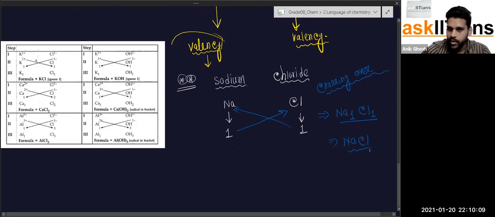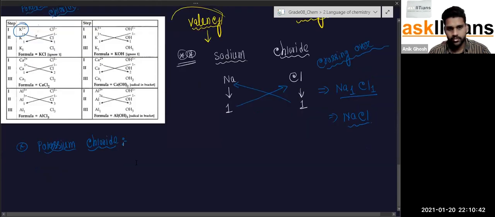Let's just go into some other examples as well. Like you can see over here, it is just trying to write the formula of potassium chloride. Okay, potassium chloride. Now you can see the potassium has a valency of 1. So let's just do this. Potassium chloride. Fine. So what would be the formula of potassium chloride? Think about it. Just try to do this. Come back to you in a moment.